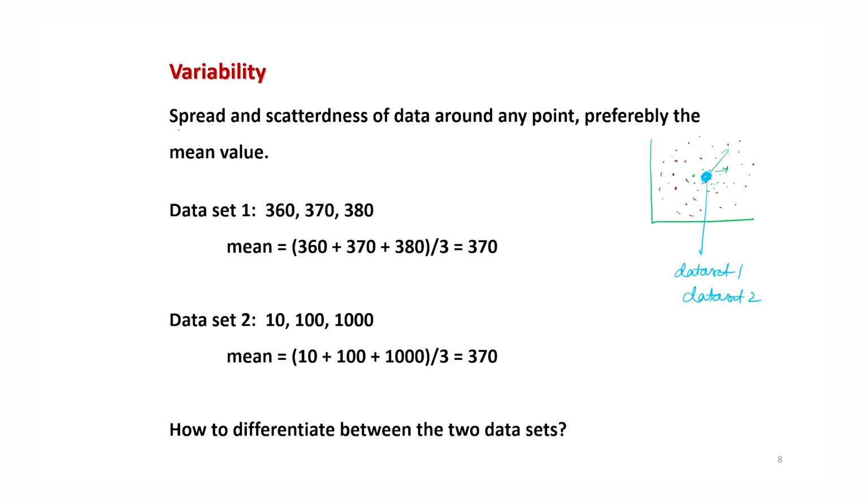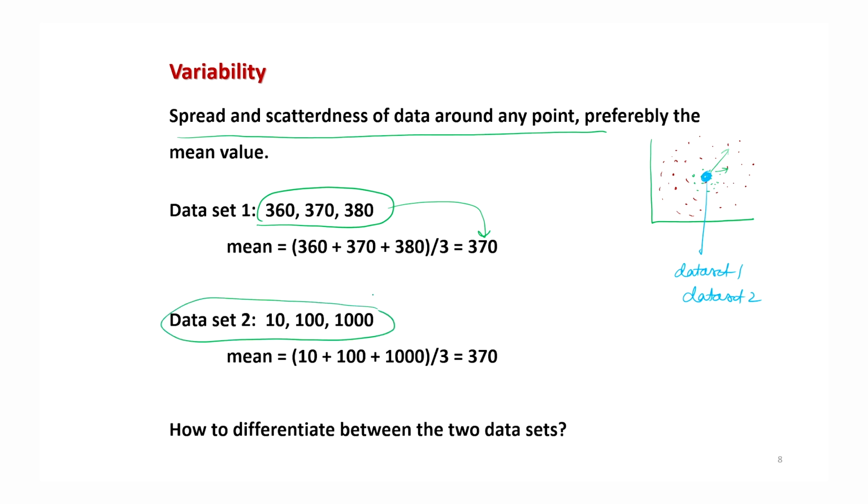This is actually the spread and scatteredness of the data around any point, but preferably we try to use it around the mean value. So let me give you one very simple example to show you why this variability concept is needed in the data. Suppose I have two data sets. One has values 360, 370, 380, and its arithmetic mean is coming out to be 370. And similarly, we have one more data set whose values are 10, 100, 1000, and its arithmetic mean is also coming out to be 370. Now, do you think that both the data sets are the same?